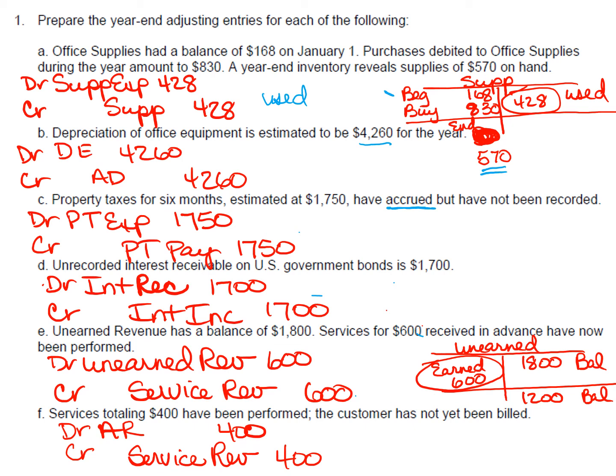And the final one, services totaling $400 have been performed. The customer has not yet been billed, so it's one of those accruals. So send them the bill. Debit accounts receivable, $400, credit service revenue.